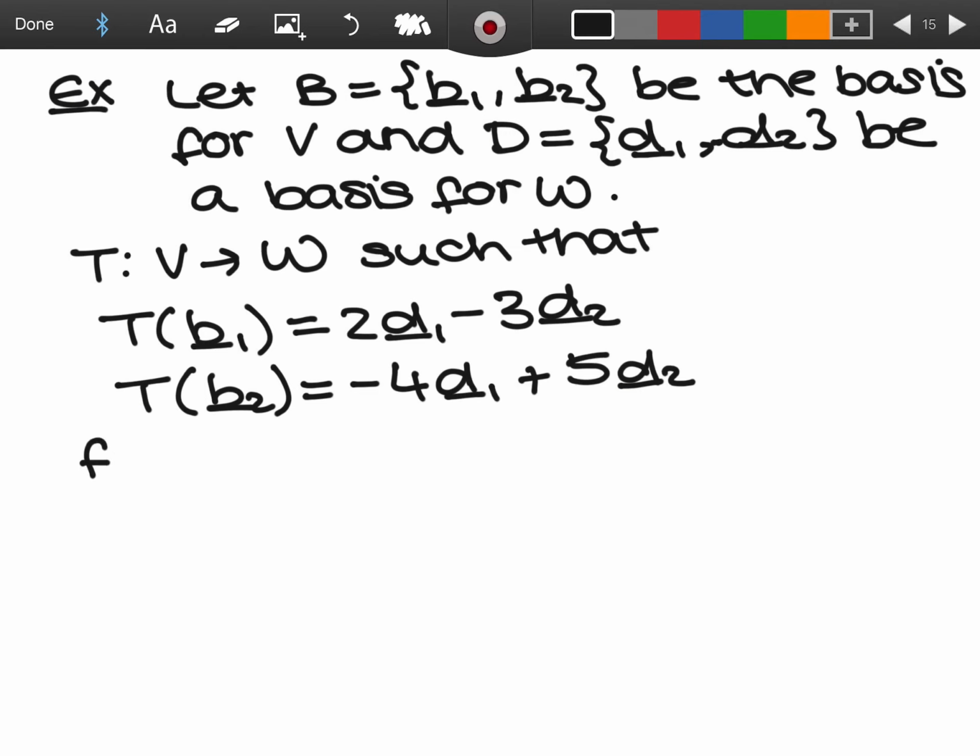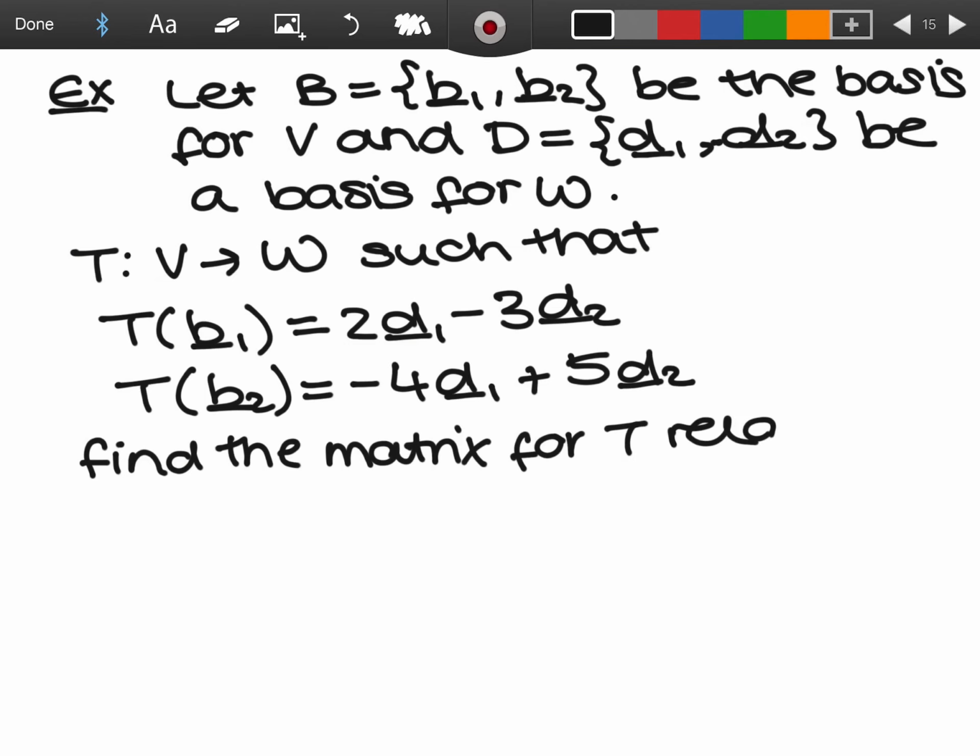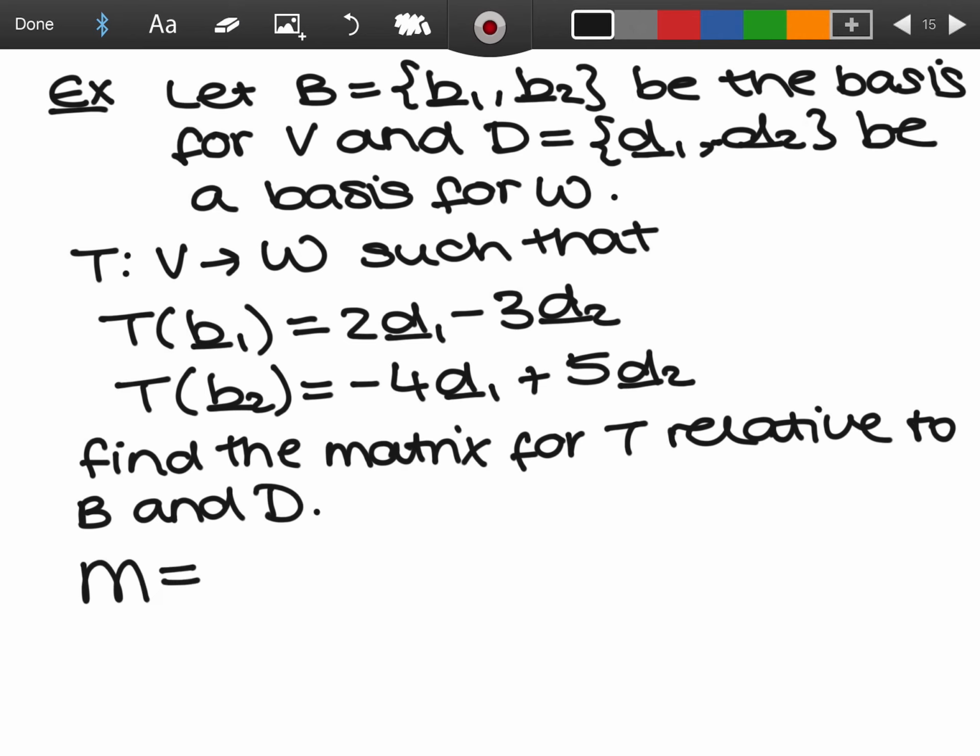So we want to find the matrix for T relative to B and D. Okay, so that matrix M, it's relative to B and D, where I go from V with that basis B to W that has the basis D. So for M, I'm going to take each of my basis vectors in B and I'm going to write them in terms of my basis D.